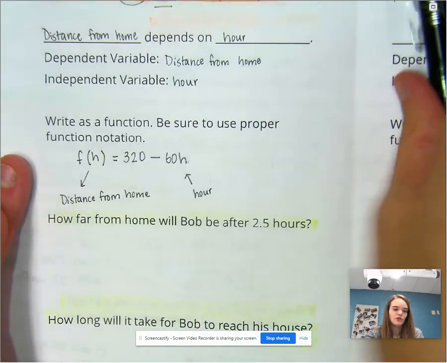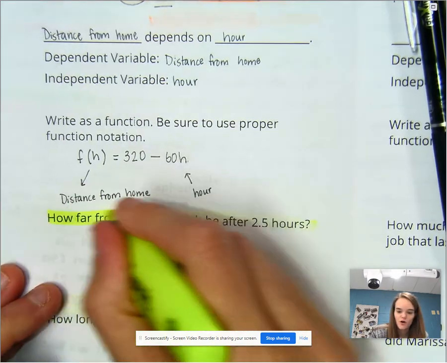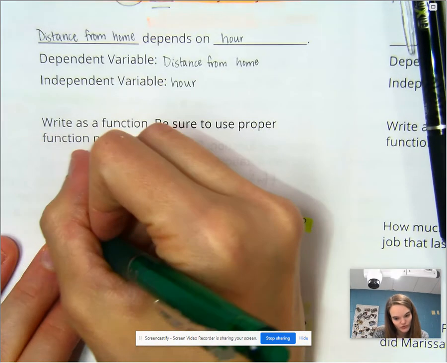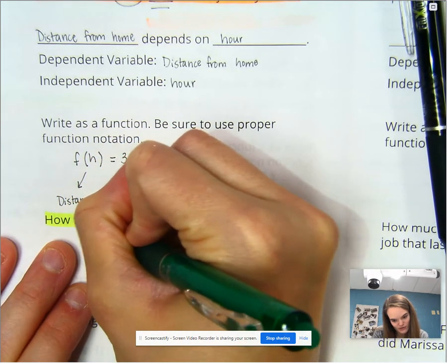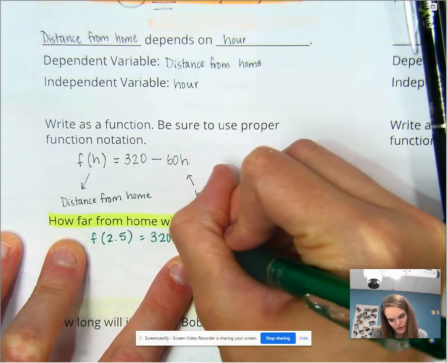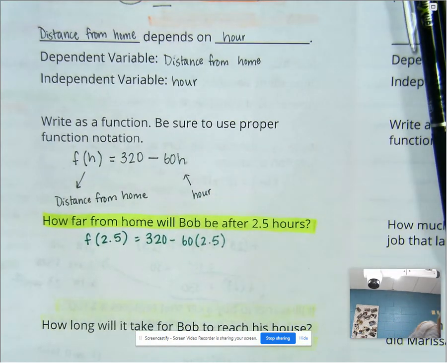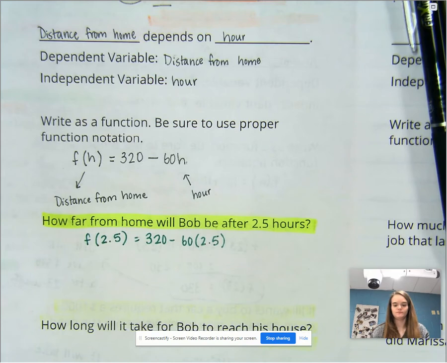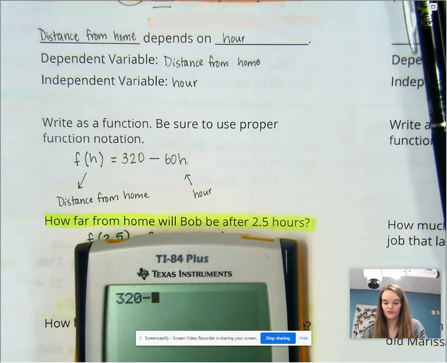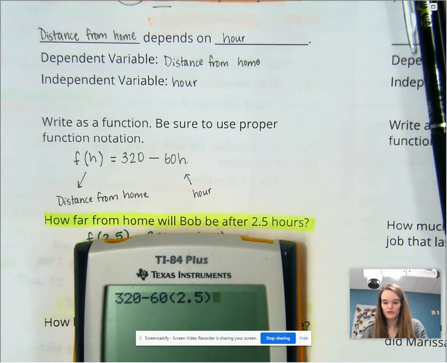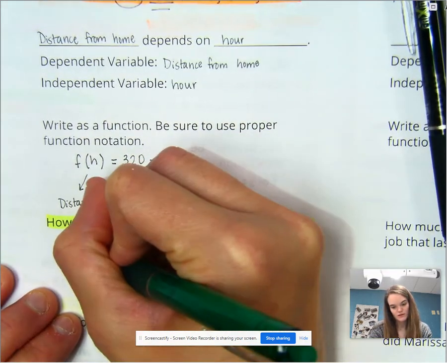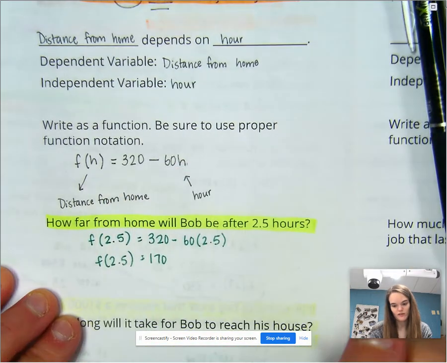Okay, now let's answer our questions. How far from home will Bob be after 2.5 hours? Well, that means we're going to plug in 2.5. F of 2.5 equals 320 minus 60 times 2.5. And I'm going to get my calculator for this one. Okay, and I'm going to plug it in just like it says. 320 minus 60 times 2.5. 170. F of 2.5 equals 170.